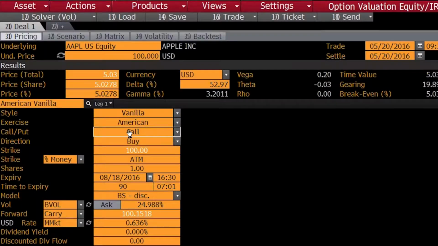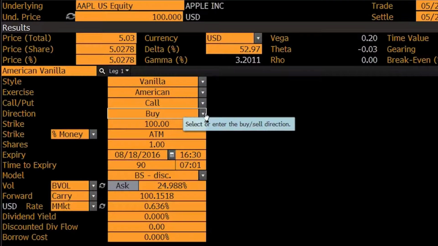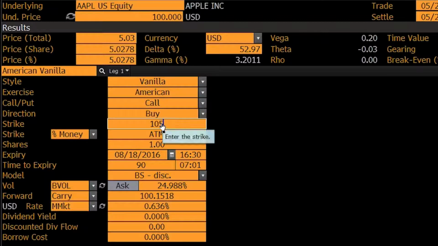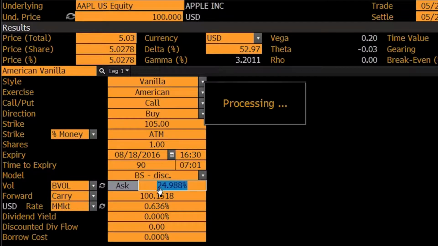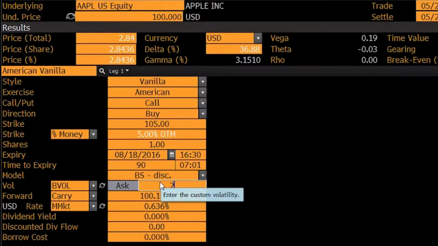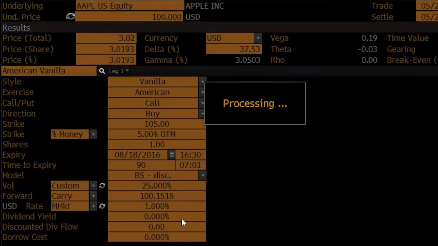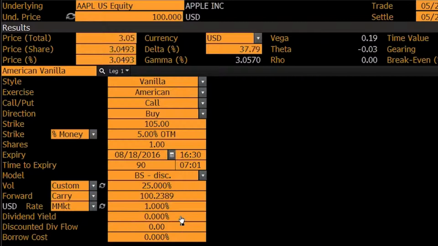This one is my call. I'm going to leave it as a buy as I create the deal, but when I come to my portfolio, I'm going to be selling this position. So leave it as a buy as I set it up. It has a 105 strike. It has a 25 forecast vol. The interest rates are 1%. The dividend yield is 0%.